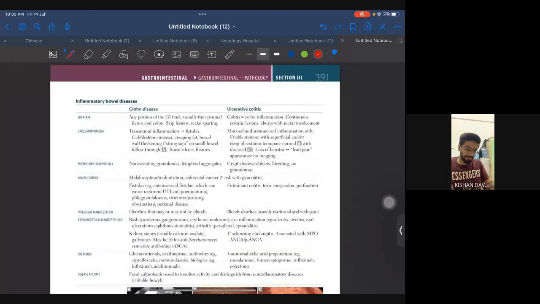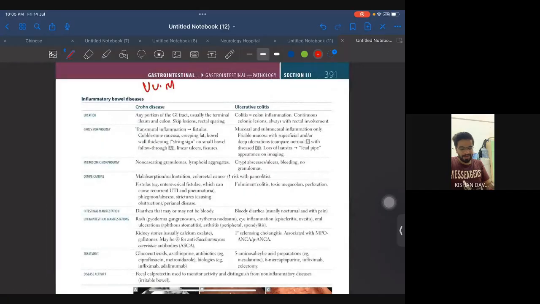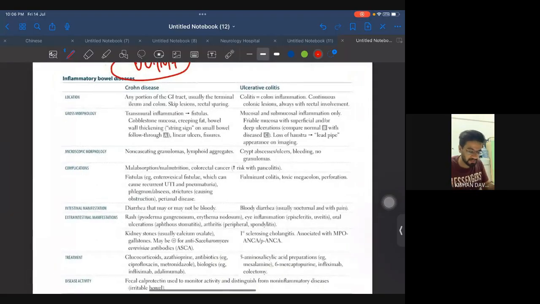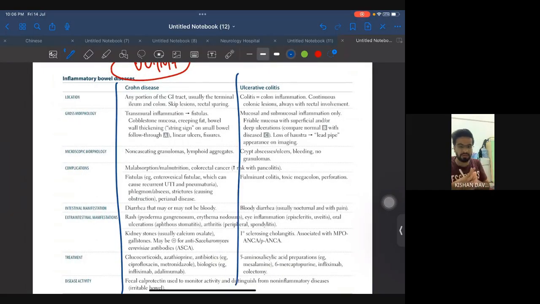Now, another very important topic. Each and everything in GIT is very important. Even when we study surgery, GIT is very big and very important. So let's just see Crohn's disease. Before reading the information here, I will give you a quick overview. How can you easily differentiate Crohn's disease and ulcerative colitis? Okay. In Crohn's disease there will be no rectum involvement. In ulcerative colitis there will be rectum involvement. Another, in Crohn's there will be skip lesions.